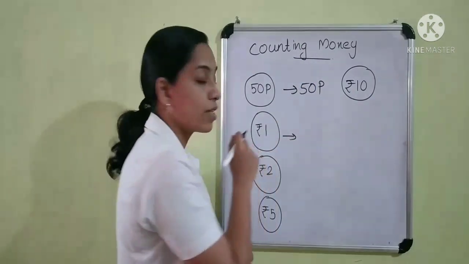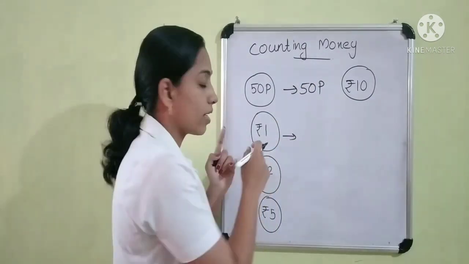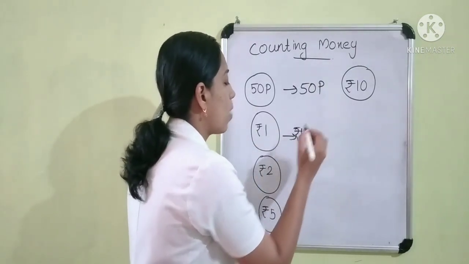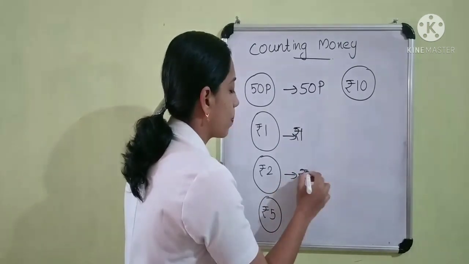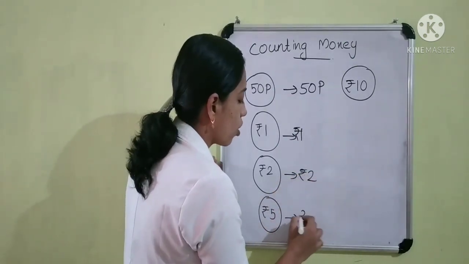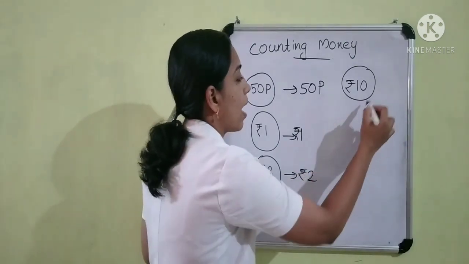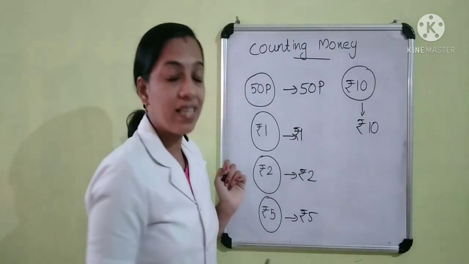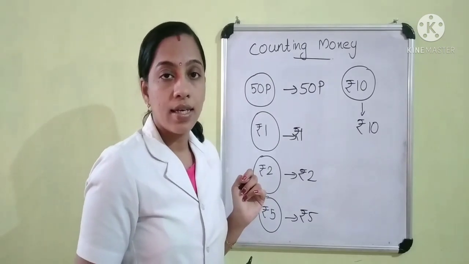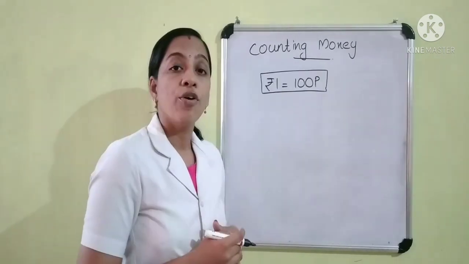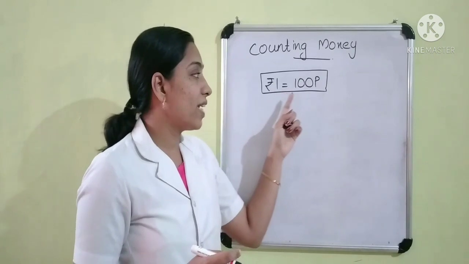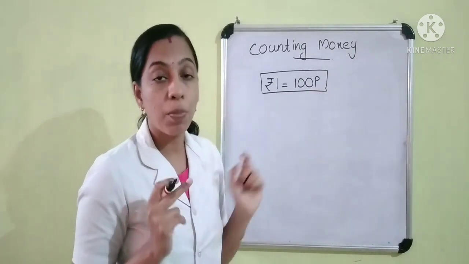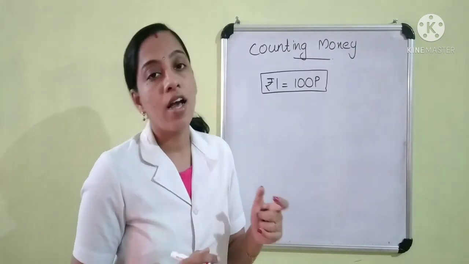Tell me what is the value of this coin? Yes, here you can see the number 1. So this is rupees 1 and this is rupees 2, this is rupees 5 and this is rupees 10. The value of this coin is rupees 10. Is it clear? Yes. We learned 1 rupee is equal to 100 paise. Do you remember? Yes, 1 rupee is equal to 100 paise.